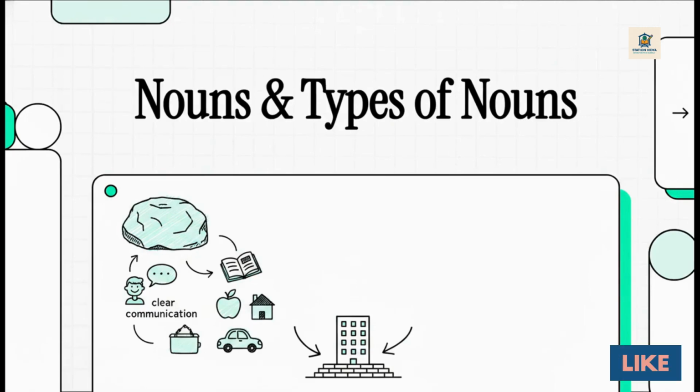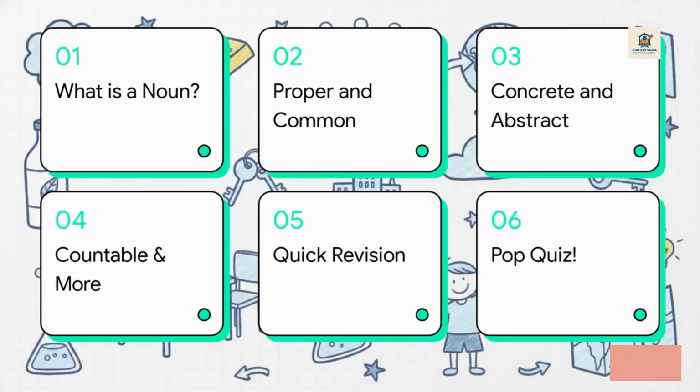We're diving into the absolute bedrock of the English language today, and that is nouns. Whether you're a total beginner or just here for a rock-solid refresher, nouns really are the foundation words. I mean, without them, we wouldn't be able to talk about, well, anything at all. Here's our quick roadmap for today. We'll start with what is a noun, compare proper and common, look at concrete and abstract, and explore countable and a few others. Then we'll wrap up with a quick revision and a pop quiz.